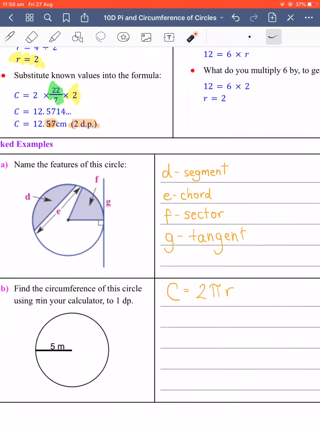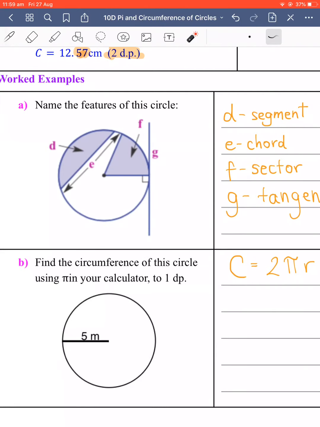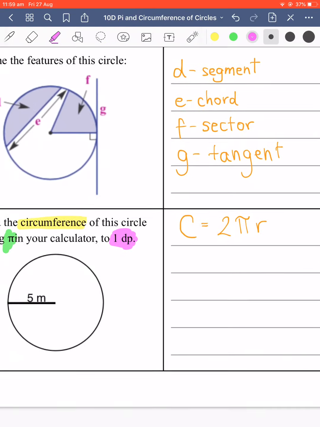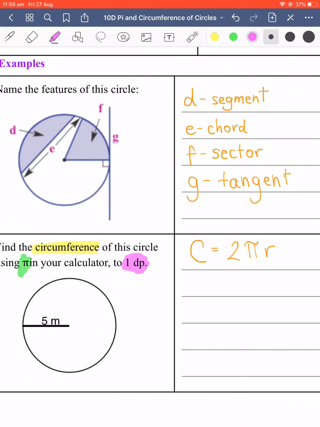Next one, we want to find the circumference of this circle using pi in our calculator to 1 decimal point. So let's keep track of all those things that we need to worry about. We're finding our circumference. We're using pi in our calculator. And we need to make sure that our answer is to 1 decimal place. So let's have a look at what that will look like.